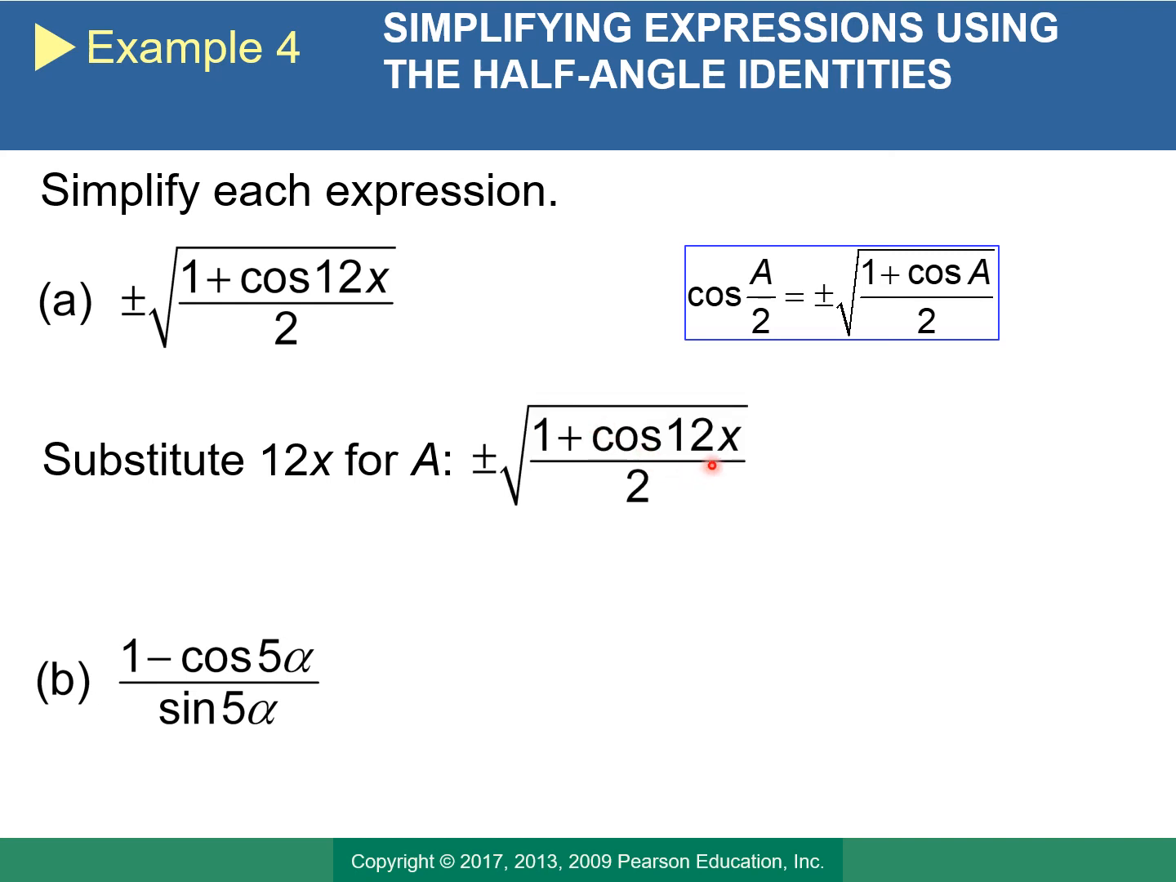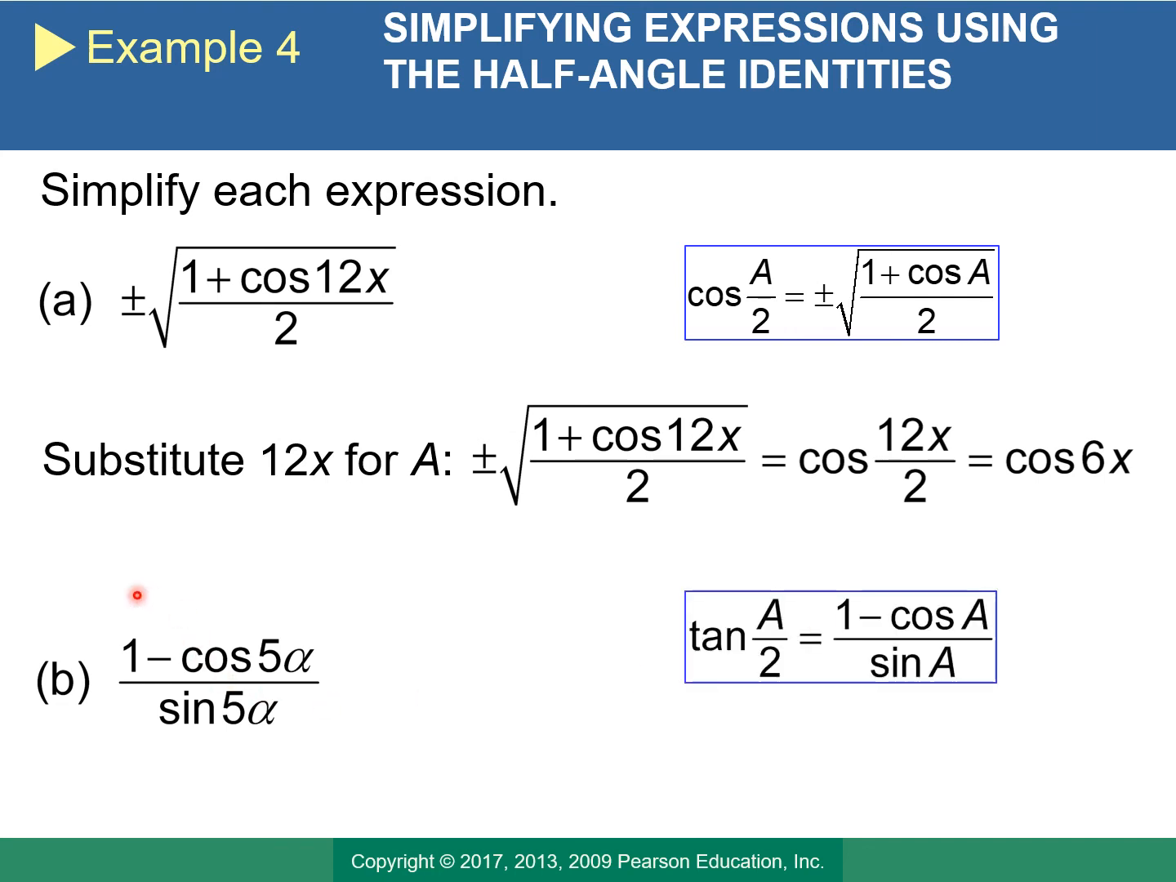We have plus and minus our square root is just equal to cosine 12x over 2. So all we did here was recognize that cosine was of 12x, so the 12x took the place of A. So it's cosine 12x over 2. Final answer, cosine 6x.